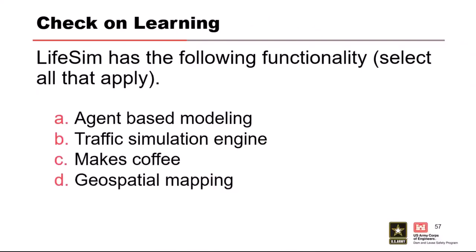I'm going to go ahead and do the check on learning with you guys. So LifeSim has the following functionality. Select all that apply: agent-based modeling, traffic simulation engine, it makes coffee, and has geospatial mapping. Anybody? Geospatial is integral to LifeSim because everything's geospatial. And so LifeSim does have a geospatial mapping component. Good.